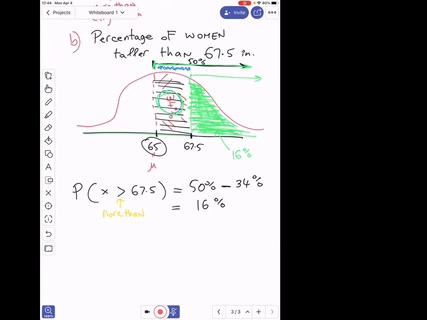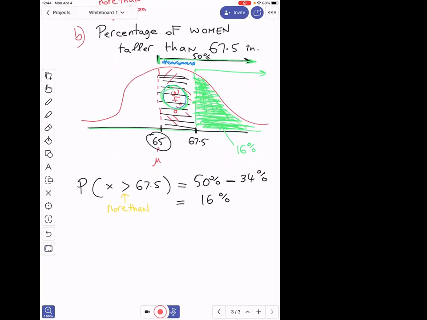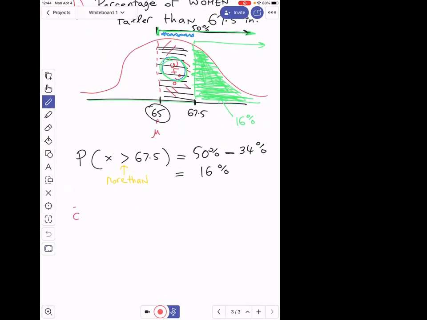So that's taller than 67.5. Let's say you want to find now the percentage of college women between, let's say, 62.5 inches and, let's say, 67.5 inches.